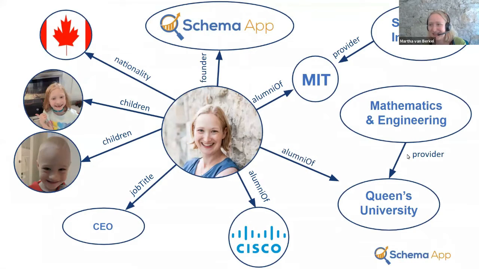Let me start by introducing myself. For those of you that don't know me, my name is Martha Van Berkel, and I am the CEO here at Schema App. I did grow up in enterprise at Cisco. I spent 14 years there, and I have a technical background with a degree in applied mathematics, and I got to go to MIT for strategy innovation.